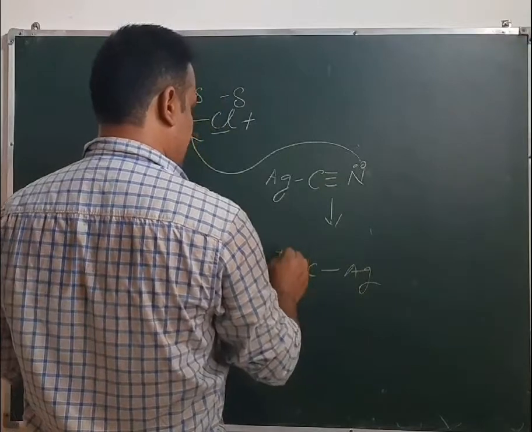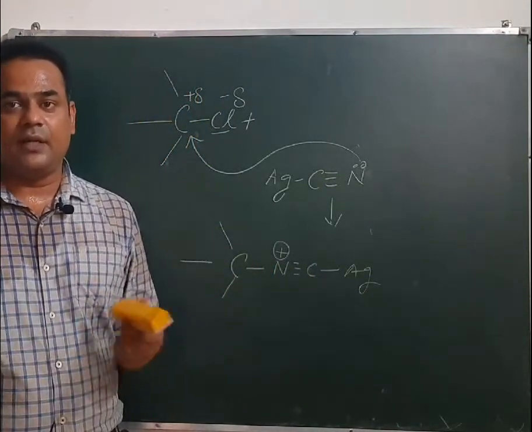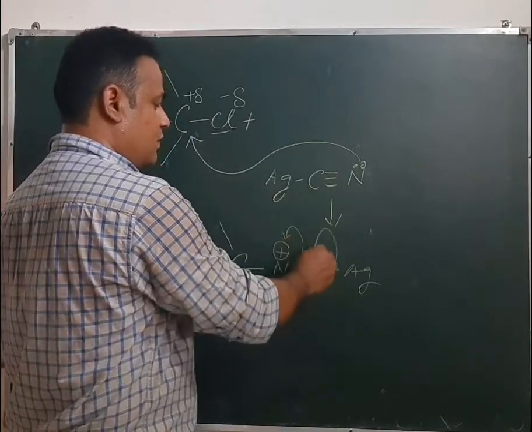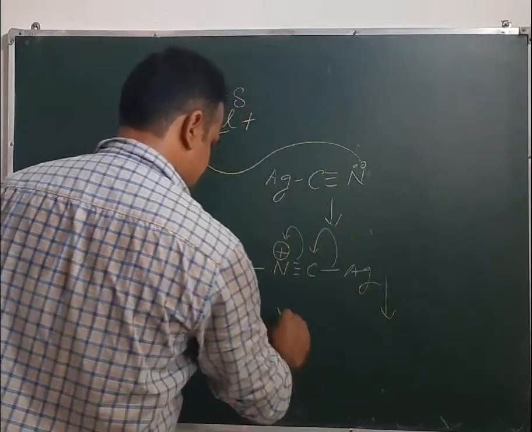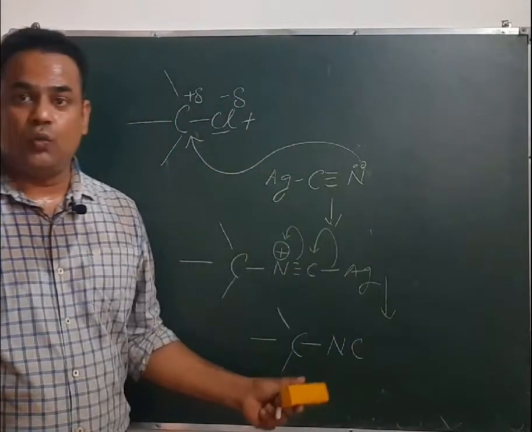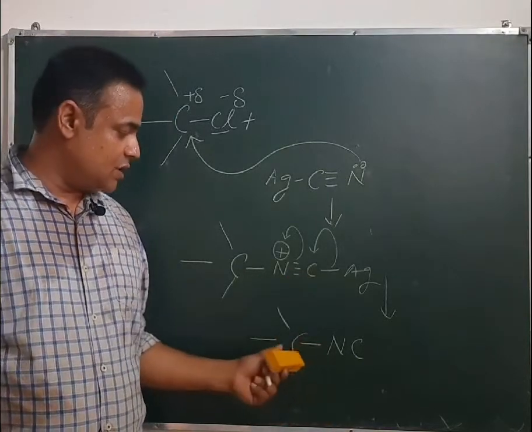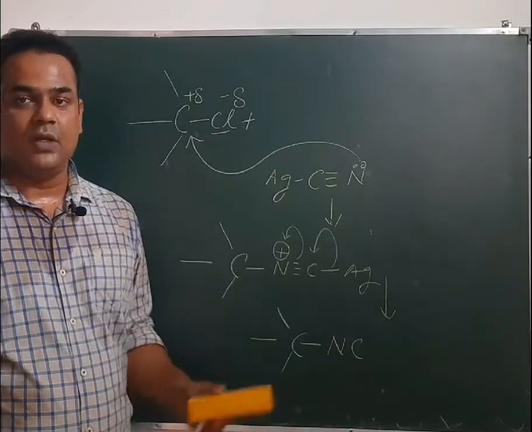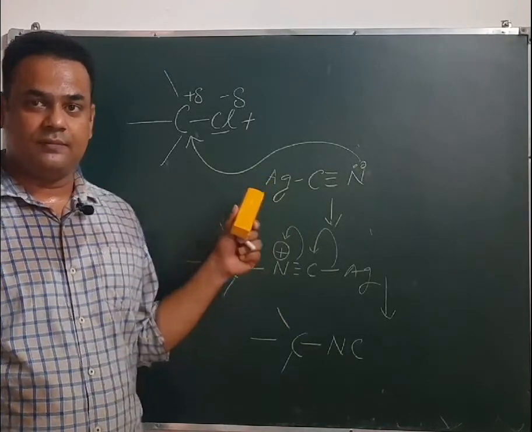an intermediate in which nitrogen acquires a positive charge. Now a positive charge on a highly electronegative element is again highly unstable. This bond will break, and when it breaks, this bond will also dissociate, resulting in the formation of NC. The NC group is known as isocyanide or isonitrile. So this is alkyl isocyanide or alkyl isonitrile. So I think up to here you have understood.